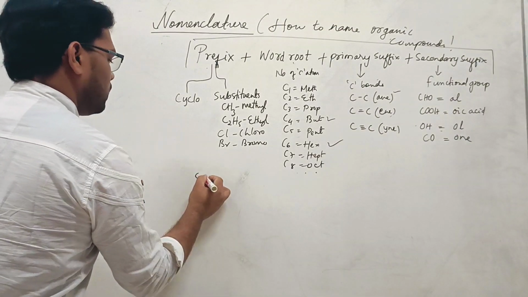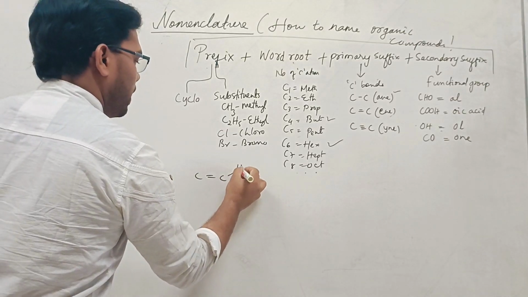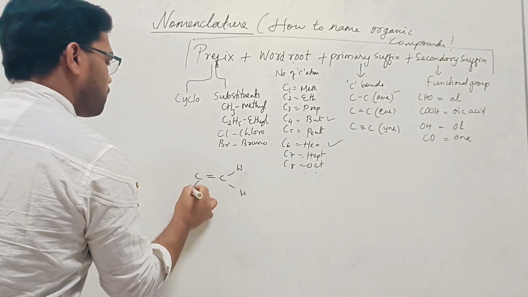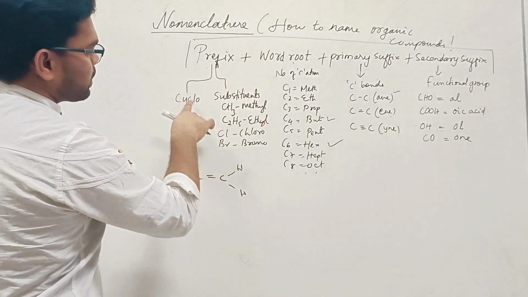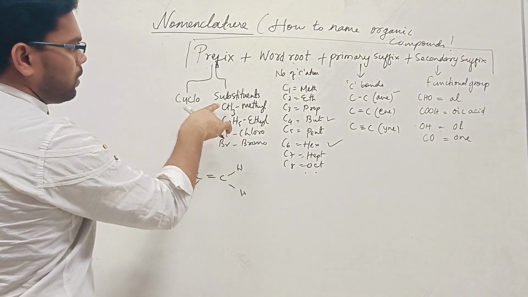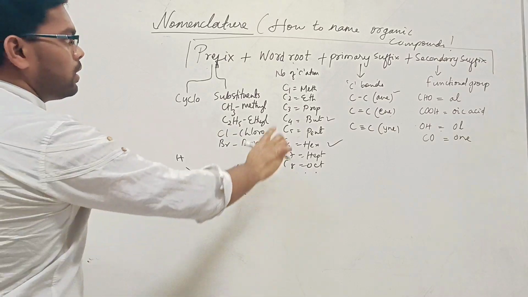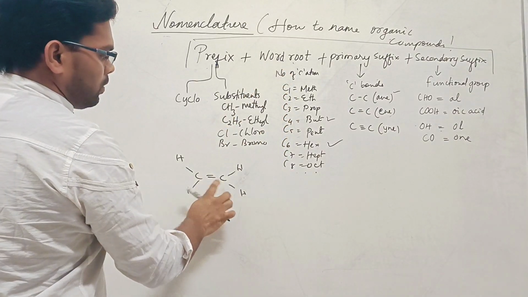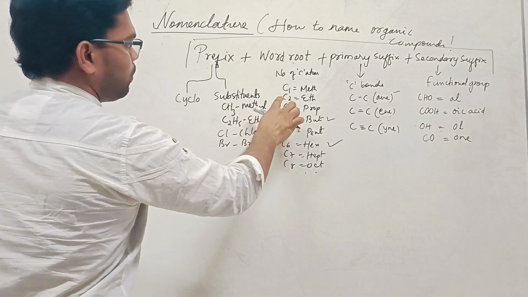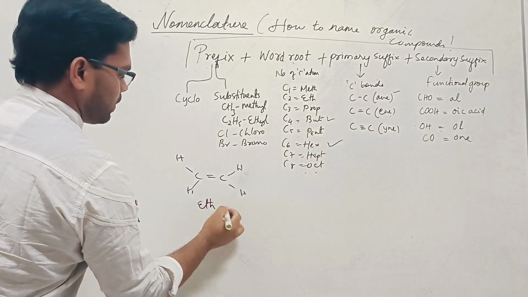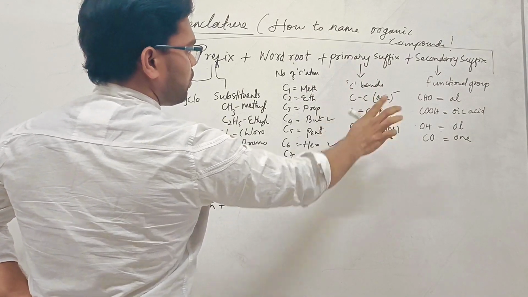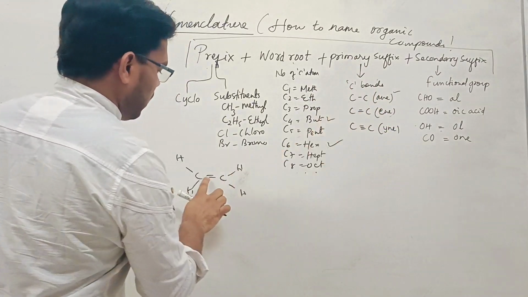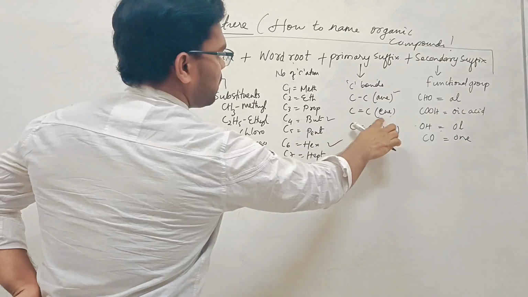In this, what is the name of organic compound? Find it. Is there any prefix? Any chloro, bromo or methyl? No. So word root, number of carbon atoms present. How many carbon? 1, 2. 2 means eth. Write eth. Plus, come to the primary suffix. Primary suffix is carbon bonded single or double. Here we can find carbon double bond. So we write EN.